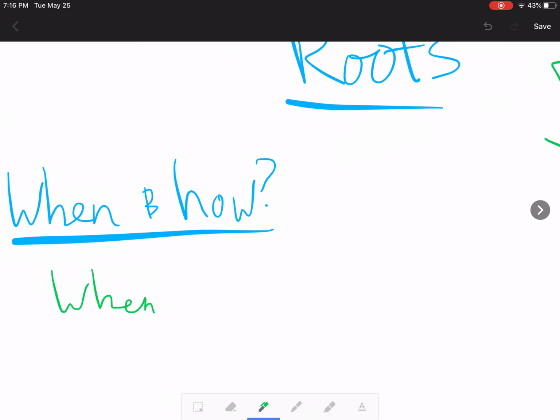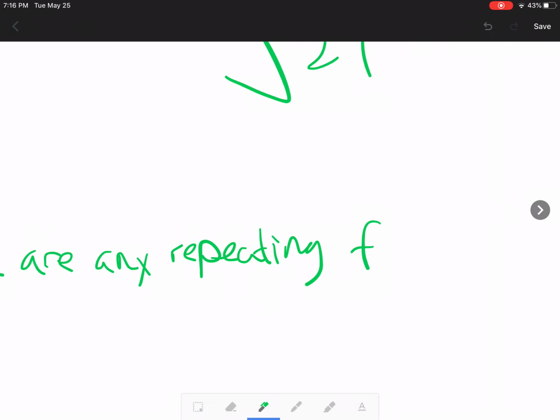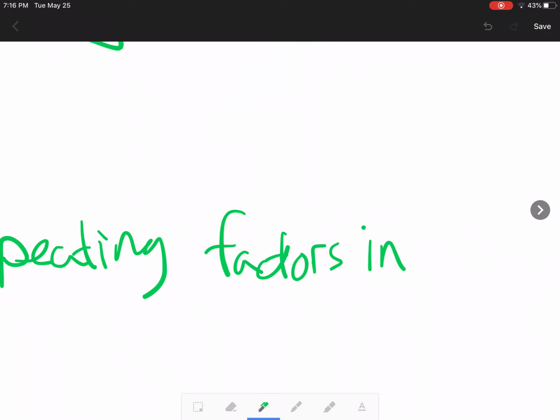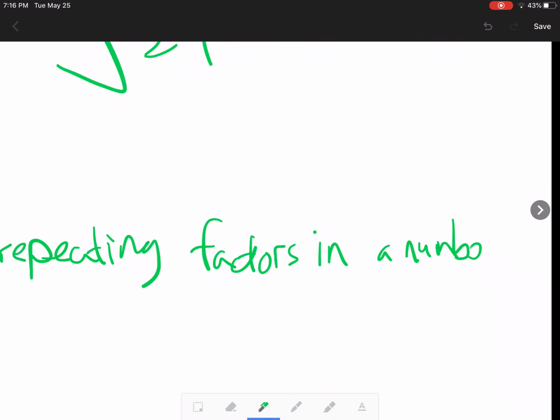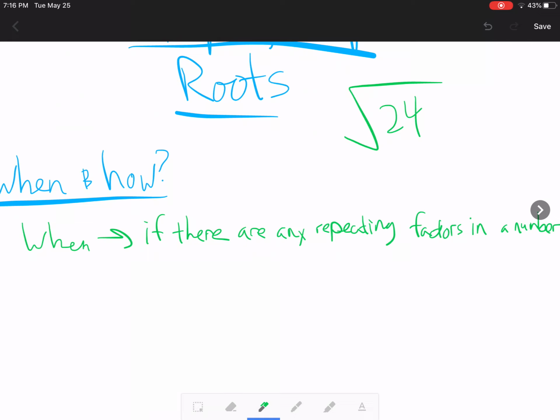And so when we have to do this, if there are any repeating factors in a number. All right, so let's think about what that means. If there are any repeating factors in a number.